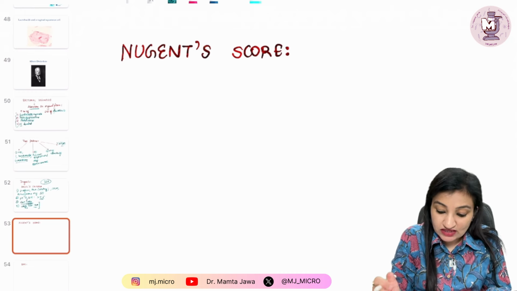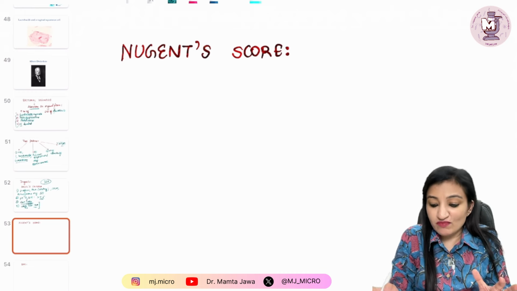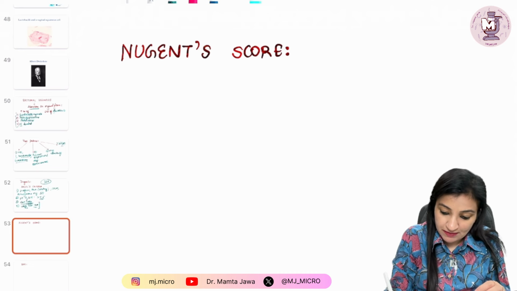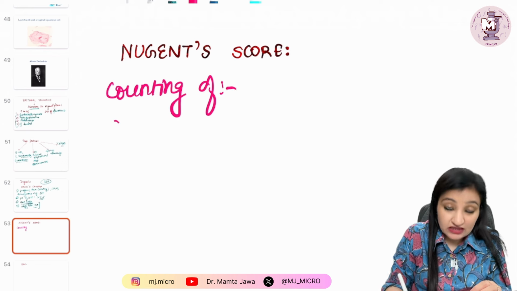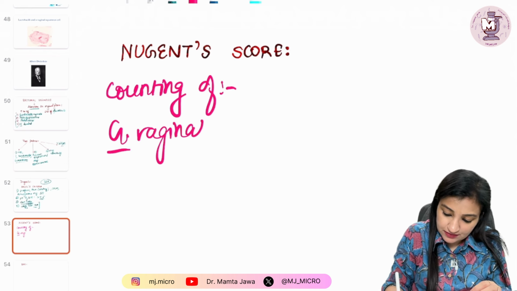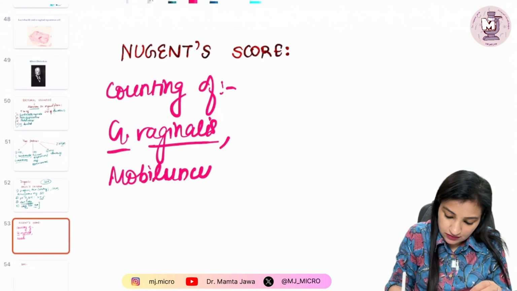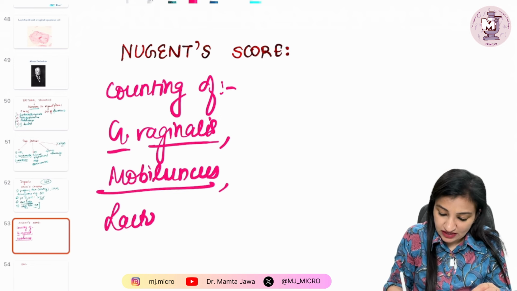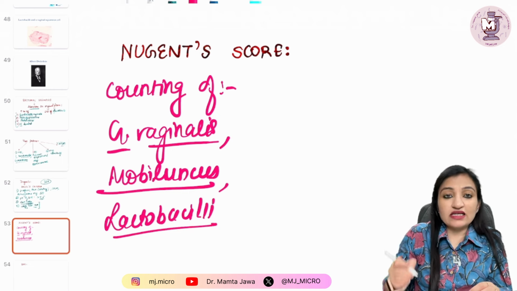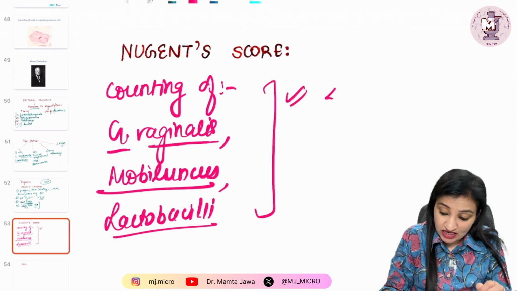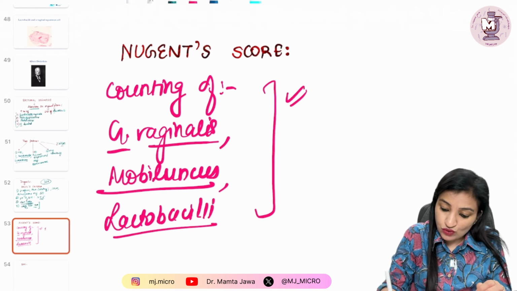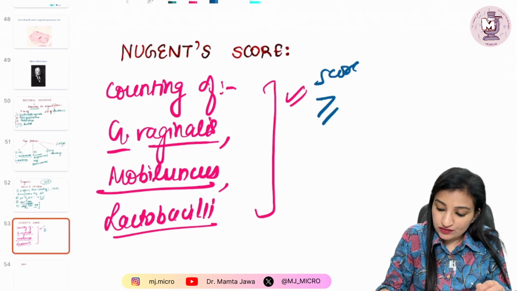So basically this is a scoring system for the diagnosis of bacterial vaginosis. और इसमें होता क्या है? In this, the counting is done of certain bacteria. Counting of the following bacteria: Gardnerella vaginalis, Mobiluncus, and Lactobacilli. All these bacteria, their numbers are counted in a gram stain smear of the vaginal discharge, and a score of 7 or more is said to be diagnostic.